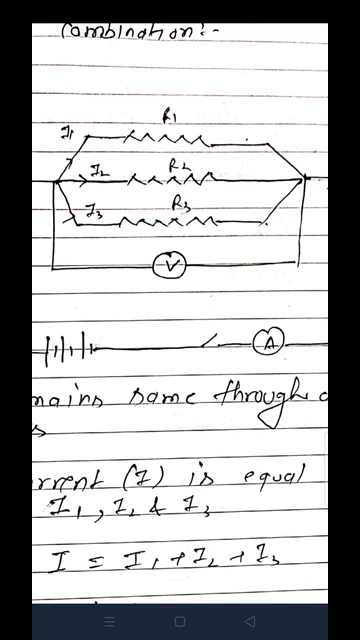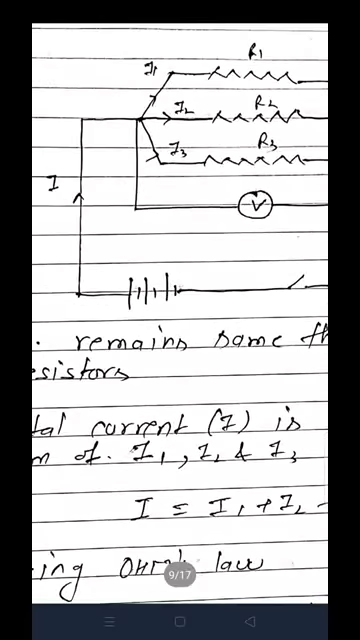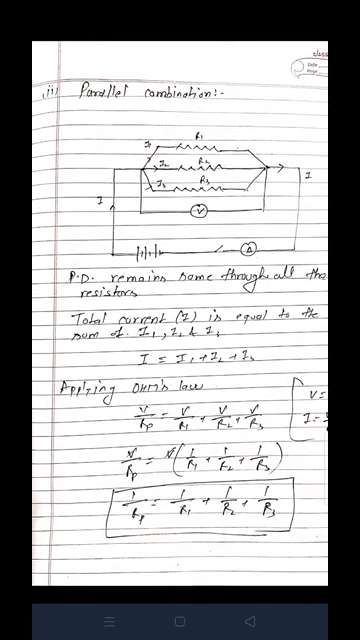I1, I2 and I3 are the values of current across the resistors. In the series combination the current was the same for all the resistors; here the potential difference is the same for all the resistors. In the series combination, the total potential difference was equal to the sum of the potential differences across all the resistors. Here the total current, that is capital I, going through the circuit, you can see over here, will be equal to the sum of the currents through all the resistors. There we got V equals V1 plus V2 plus V3. Here we are getting I equals I1 plus I2 plus I3.